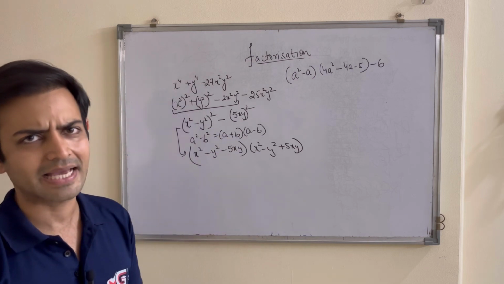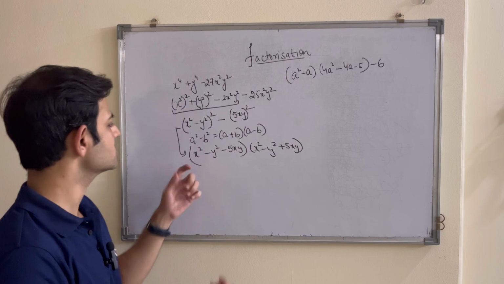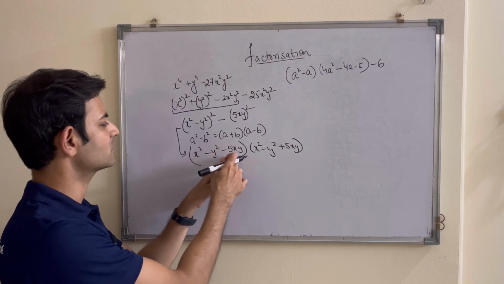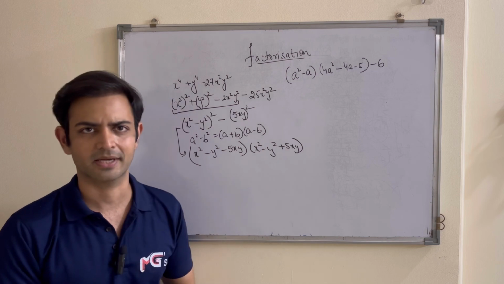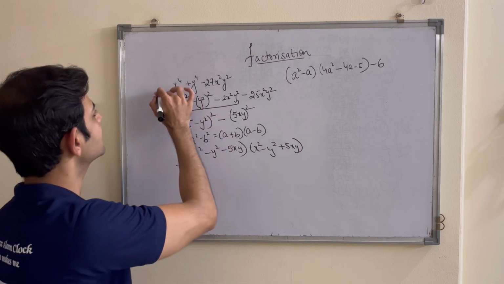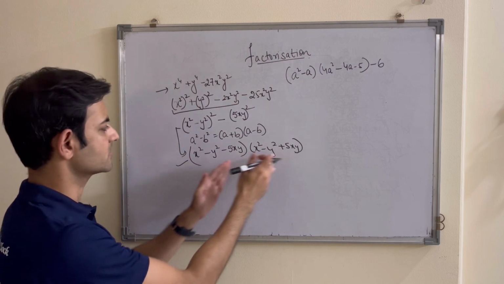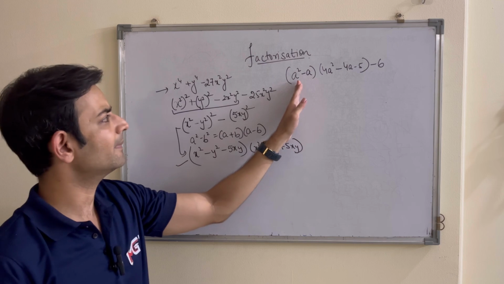You can rearrange it as you like it, but just be careful with the sign. You can also write this as x square minus 5xy minus y square and x square plus 5xy minus y square. So this is my answer, or this is a factorized form of the given question. These are my factors.